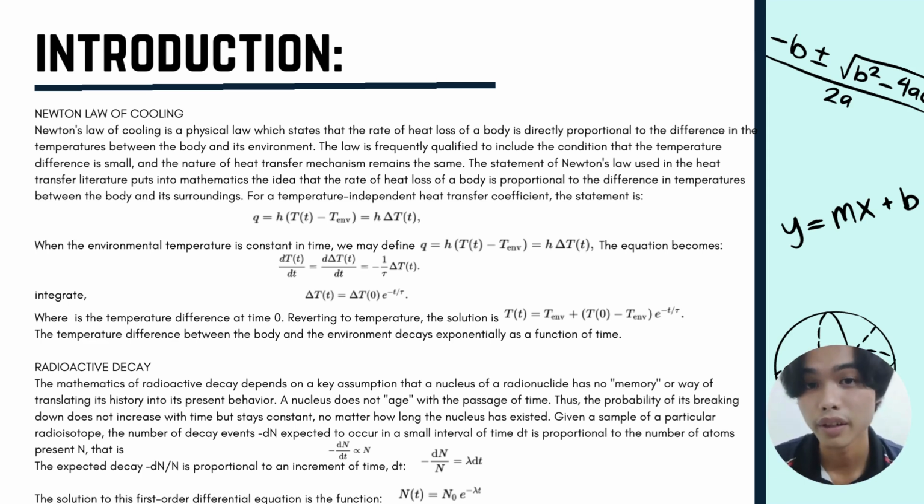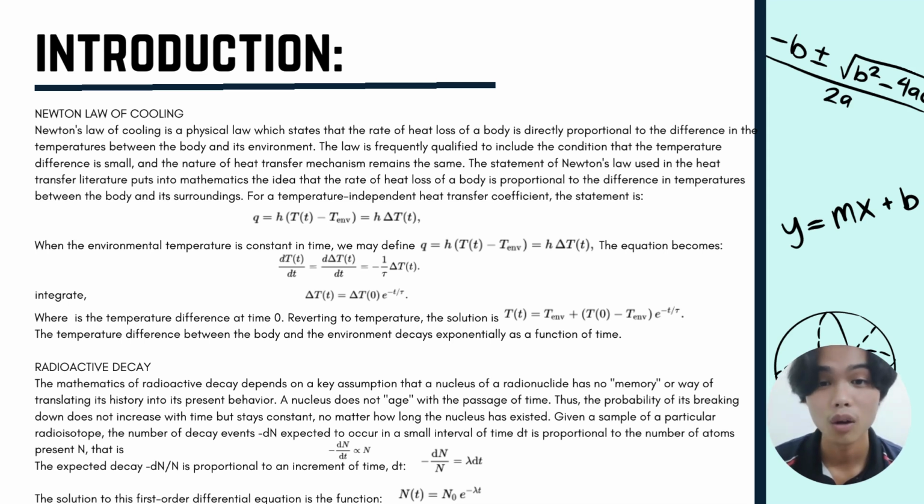Okay, now we move to radioactive decay. The mathematics of radioactive decay depends on a key assumption that the nucleus of a radionuclide has no memory or way of translating its history into its present behavior. A nucleus does not age with the passage of time, thus the probability of its breaking down does not increase with time but stays constant, no matter how long the nucleus has existed.